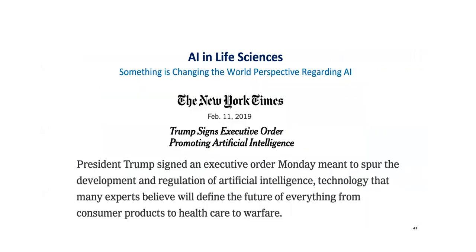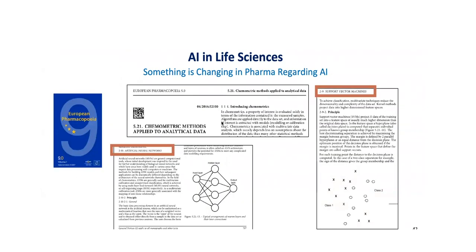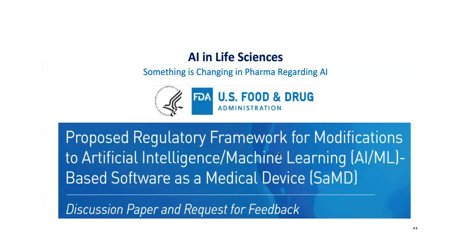Well, just to finalize, AI in real life. This news is coming from the New York Times 2 years ago. It seems that the US wants to regulate AI. In life science, I think that I already mentioned that the European Pharmacopoeia, that is the Bible for Europe, announced in 2017 AI algorithms as valid chemometric methods to be used in pharma. The FDA is proposing AI as medical devices.